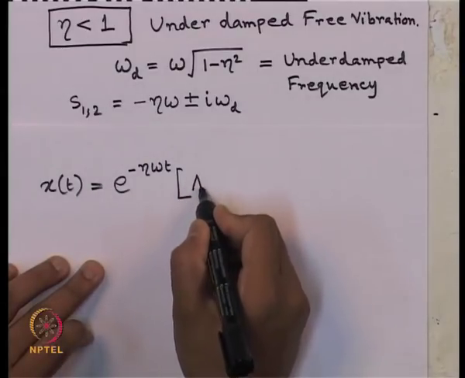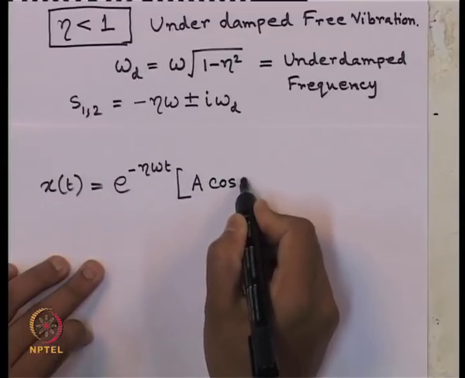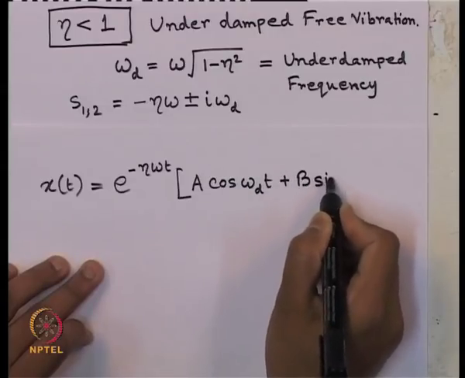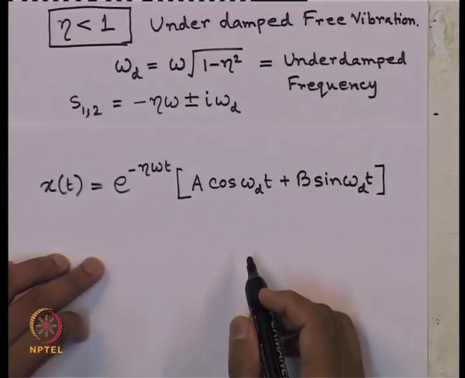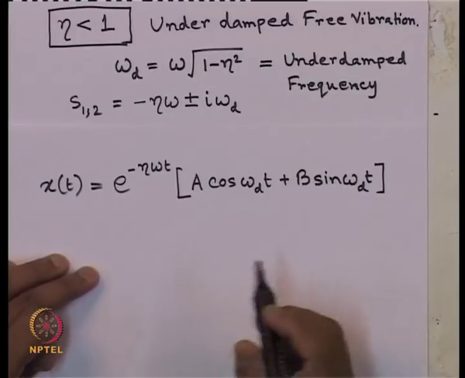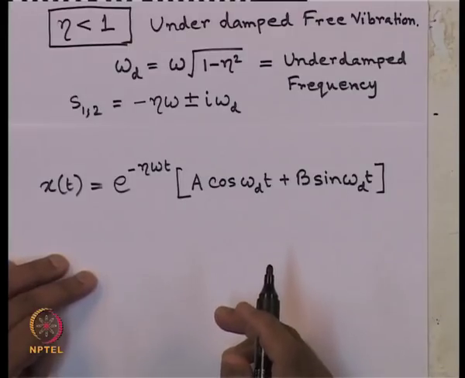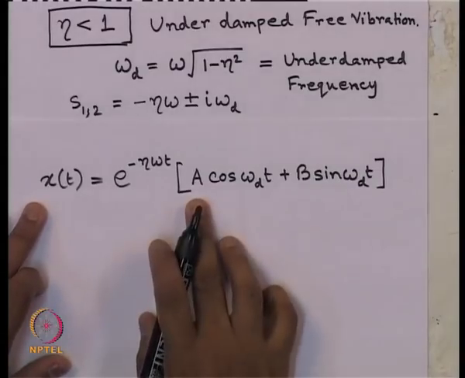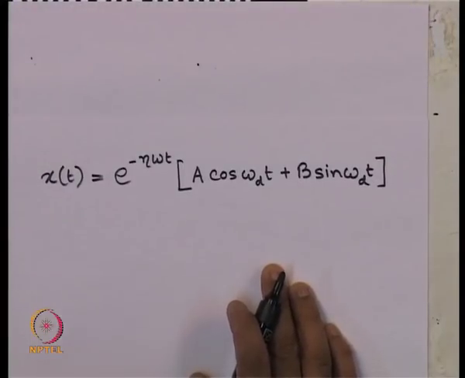So, we can express them in terms of trigonometric function, a cosine omega d t plus b sine omega d t. This we have seen in the case of undamped free vibration also, that is, when roots are complex conjugate, that time we can express them in terms of trigonometric function. So, that is how the final solution we have expressed in this form, where a and b are constants, which we need to find out from the given initial conditions.